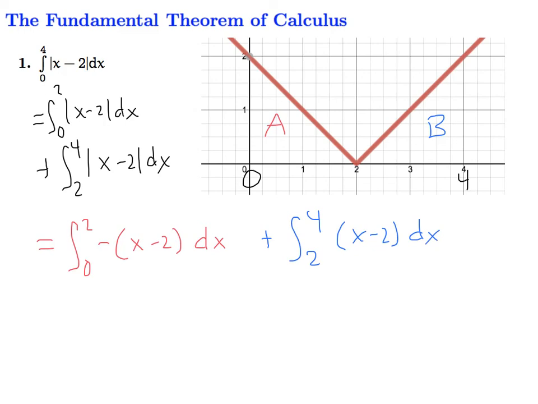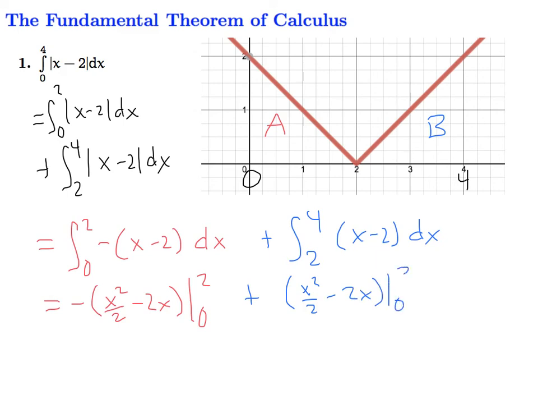Now at this point, just for kicks, let's practice using the fundamental theorem of calculus again. So in this case, this first integral, what I have is a negative times x squared over 2 minus 2x, which I will evaluate at 0 and 2, plus x squared over 2 minus 2x evaluated at, whoops, that was a mistake. I want to evaluate this one from 2 to 4. And when I compute these things, what should hopefully happen is for the first one, I'll get 2. For the second one, I'll get 2. And I'll end up with a total area of 4.